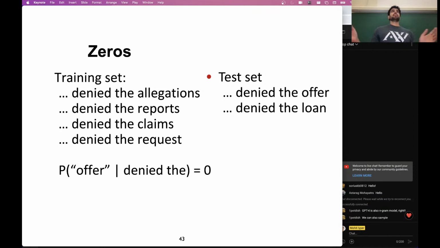hopefully it doesn't happen to any of you, but, well, I guess you would be the one denying the offer, so maybe it would actually be good for you.